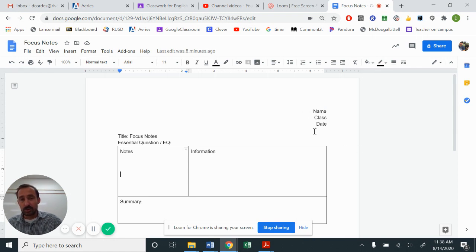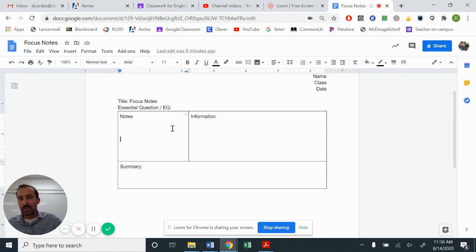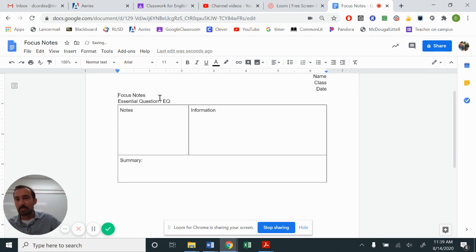You've got your name, your class, your date. Usually at the top somewhere, there'll be a title, right? What is the title? Is it annotations? Is it reading strategies? Is it elements of fiction? Today, we're talking about focus notes. Okay, so I've got the title up there.